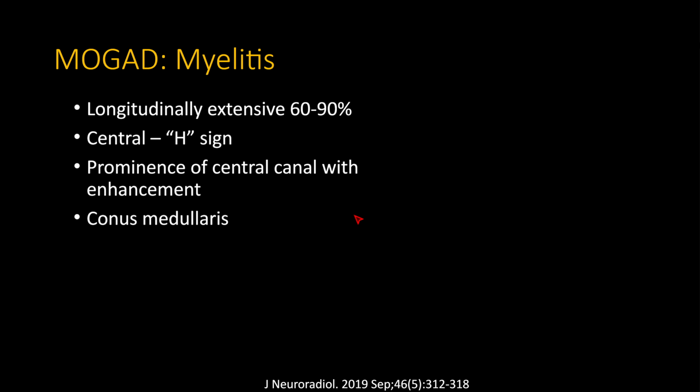Some of the things that have been described in the setting of MOGAD is this central or H sign, where the central gray matter of the cord is hyperintense and the white matter is preserved, and it leads to this H-shaped appearance. I don't have any cases of confirmed MOGAD that have this, although I have cases of other etiologies that really mimic this H sign, and I'll show you one later on. So I don't think it's specific for MOGAD.